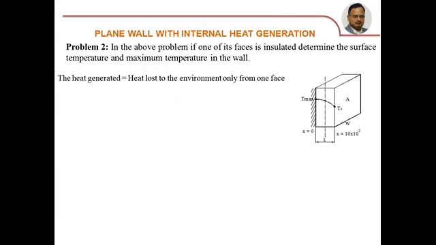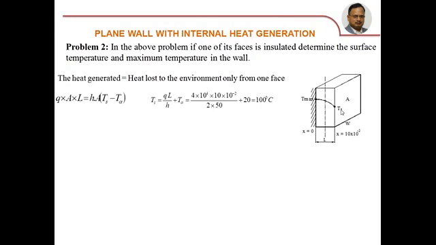Let us take one more problem. Considering that one face of the slab given in the last problem is insulated, you are asked to determine the surface temperature and maximum temperature in the wall. The difference between this and the earlier problem is, whatever heat is generated internally will be able to leave to the environment only from one face, because the other face is insulated. So therefore, the total heat generated Q dot into A into L is equal to hA into Ts minus T infinity. There is no multiplication of 2 because it is leaving only from one face.